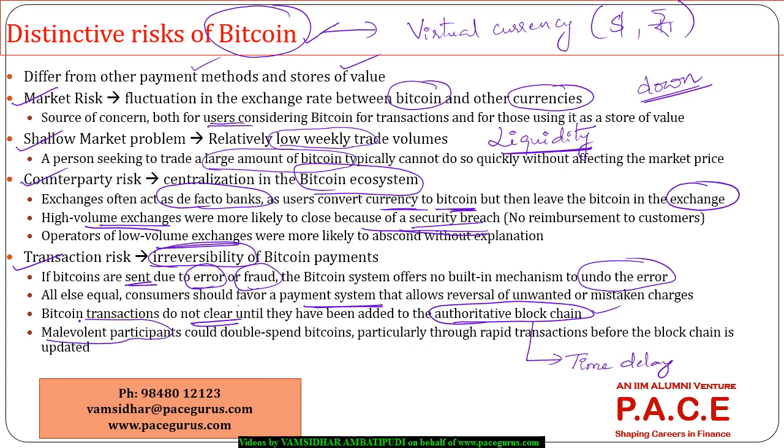Now, people who are using this technology and the currency for illegal purposes could double spend the Bitcoin, because the transactions will get cleared only after a particular time delay. So they place very fast transactions. Whatever X number of Bitcoins they have, they do the transactions for 2X with rapid transactions before the blockchain is updated. That also could be a very risky way of doing things, and that could have a very big impact on the transactions.